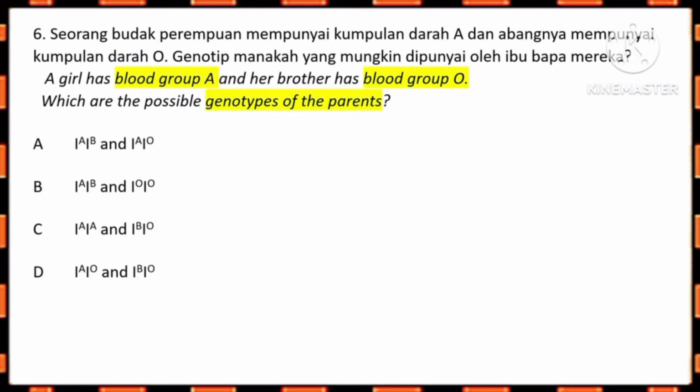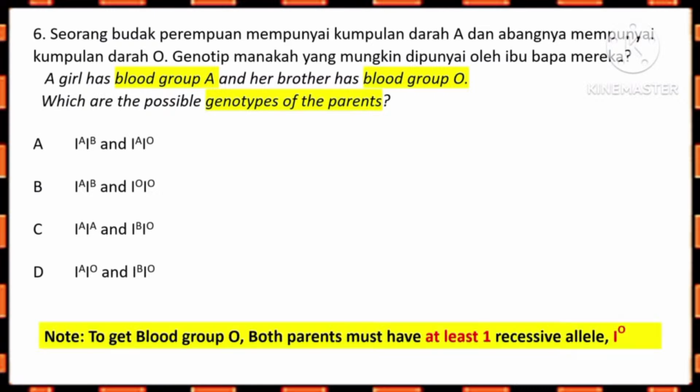Okay, now let's try another one. A girl has blood group A and her brother has blood group O. Which are the possible genotypes of the parents? Okay, there is a note given at the bottom. To get blood group O, both parents must have the recessive allele, which is O. So, which one is the answer? The answer is D.